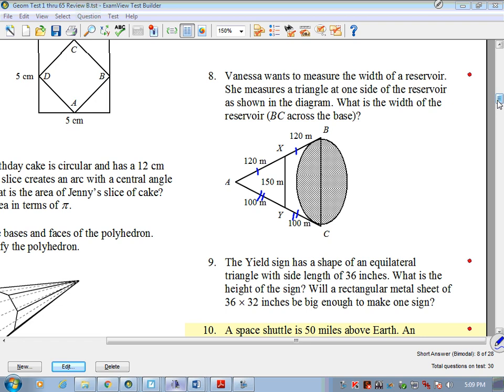Because that is true, that means that XY is a midsegment, and the midsegment is always half of the third side. So if 150 equals 1/2 X, rather than divide by 1/2, I'm going to multiply by 2. So 300 equals X, 300 meters that is. So 300 meters is my answer there.